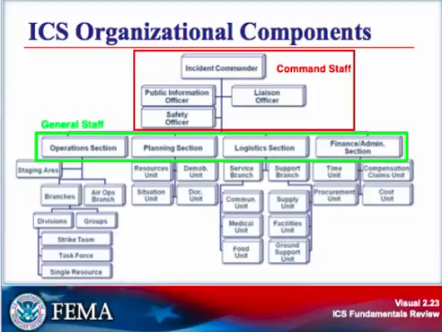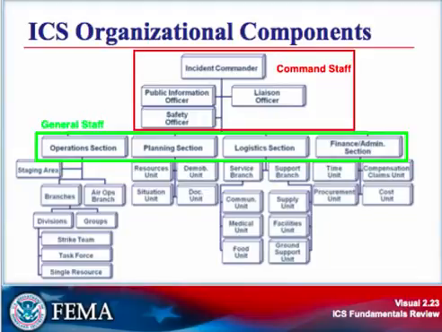A branch is the organizational level having functional or geographical responsibility for major aspects of incident operations. A branch is organizationally situated between the section chief and the division or group in the operations section, and between the section and units in the logistics section. Branches are identified by the use of Roman numerals or by functional area. The division is an organizational level having responsibility for operations within a defined geographic area. The division level is organizationally situated between the strike team and the branch.